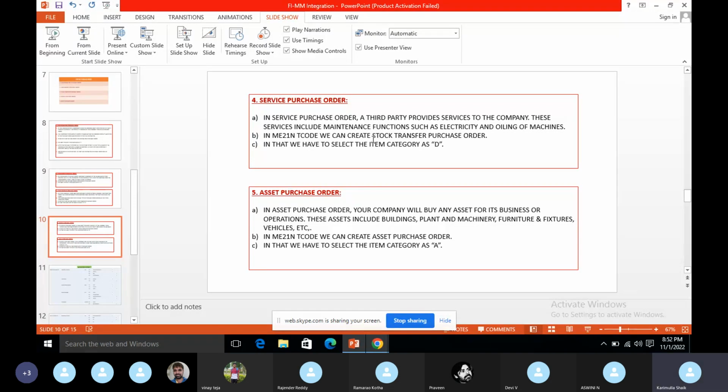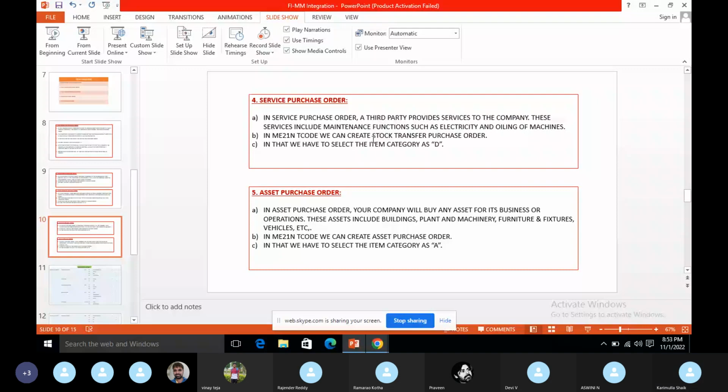Coming to asset purchase order. In asset purchase order, our company will buy any asset for its business or for its operations. These assets include plant or machinery, furniture, vehicles, etc. The T code for creating an asset purchase order is also the same, ME21N, but we have to make sure that the item category we select is A because it is an asset purchase order.